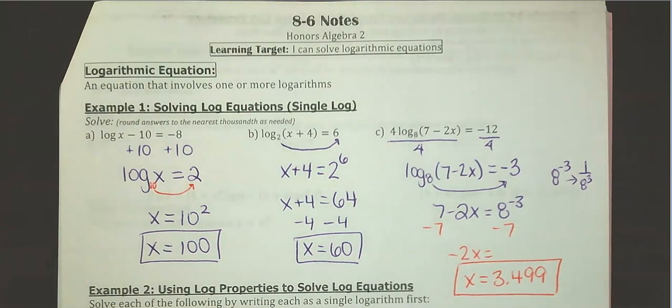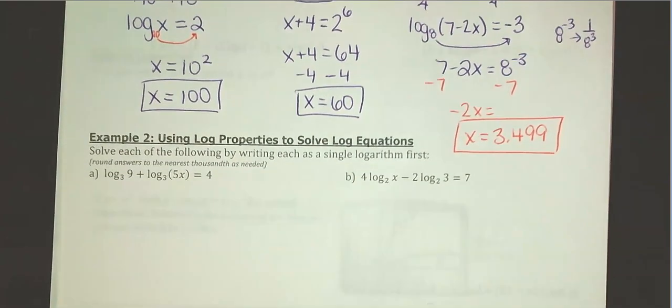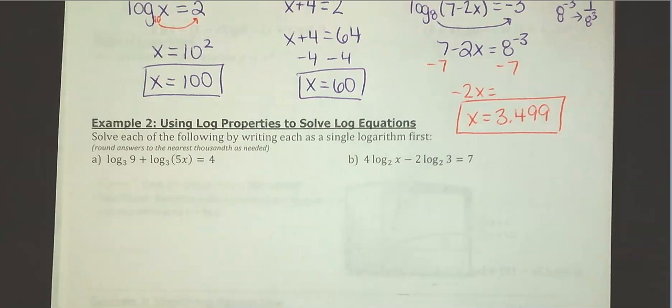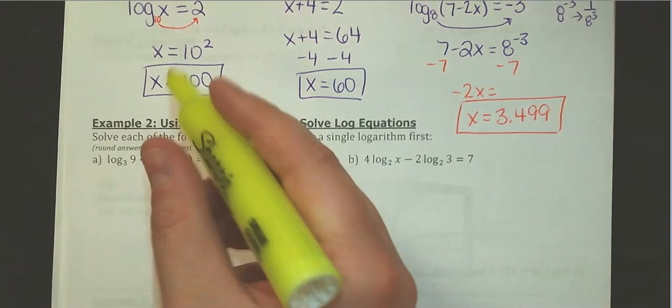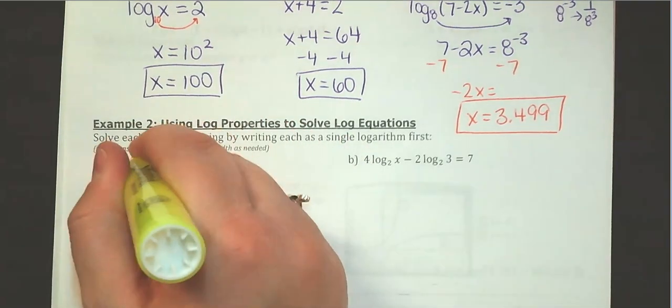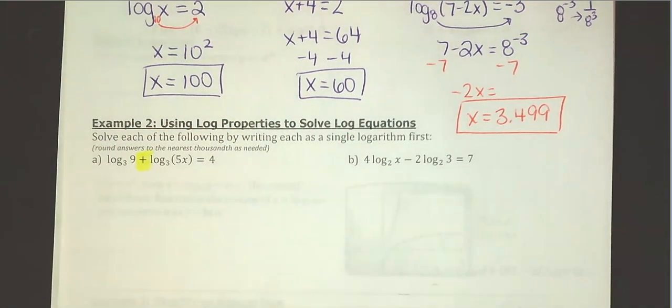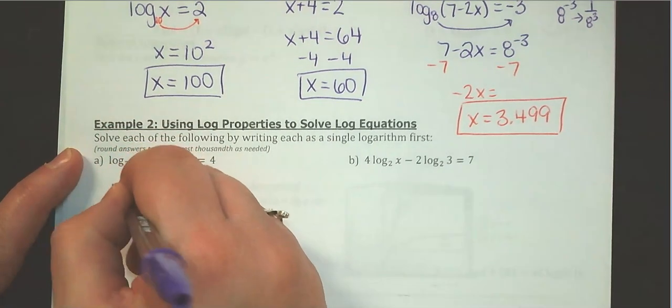Okay, now the rest of these are not quite as simple in terms of they just have a log by itself, so we want to try to get a single log, or we might have to manipulate in another way. So these are going to use the log properties. So you're going to have to remember what we were doing a couple lessons ago. So if I have adding between 2 logs with the same little subscript, what am I going to do to squish that together as a single log? Multiply. Okay, so these are both base 3, so log base 3.